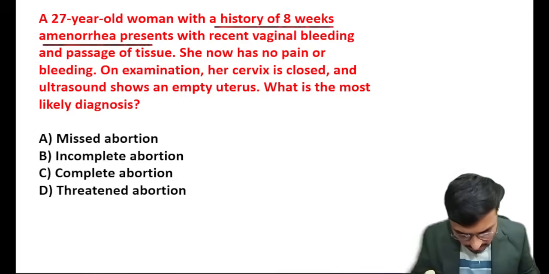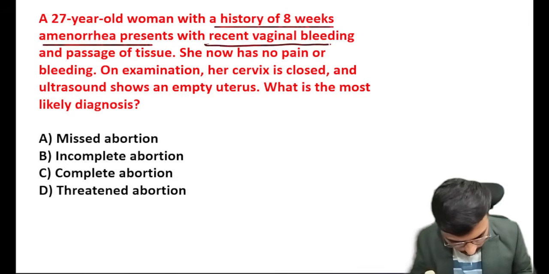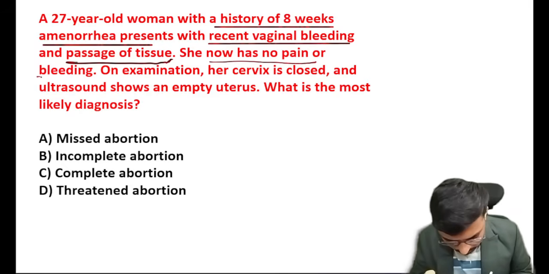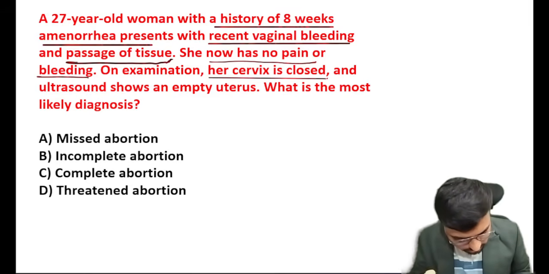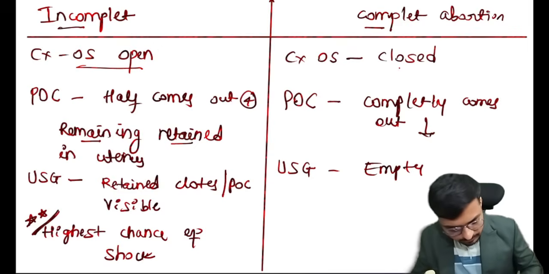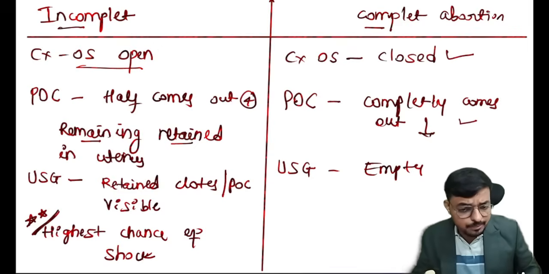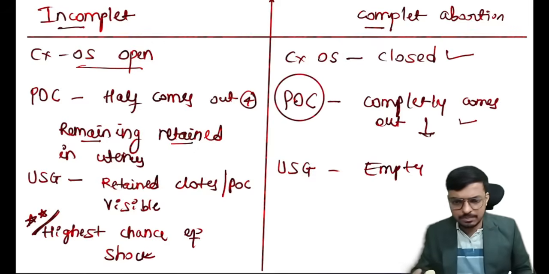So she has a history of 8 weeks of amenorrhea, and after that she recently had vaginal bleeding and passage of tissue, and she now has no pain or bleeding. So bleeding also stopped, pain also stopped. On examination, her cervix is closed and ultrasound shows an empty uterus. This is the classical picture I have just explained in the complete type of abortion. Cervix is closed, no bleeding and no pain, means all the products of conception came out. While the products of conception are coming out, pain and bleeding will happen, and after that they stop.